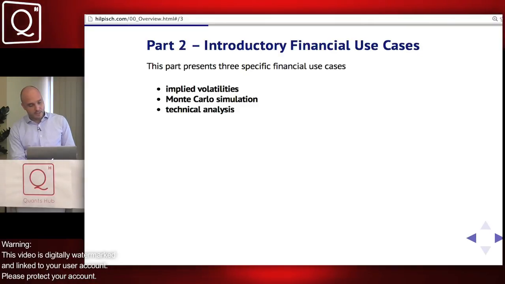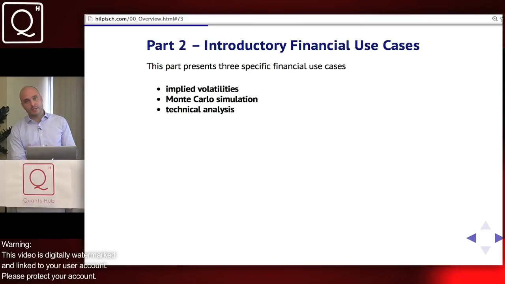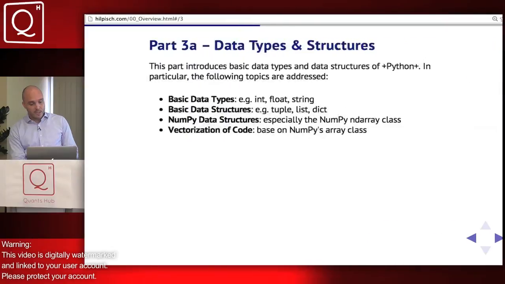The one is implied volatilities, which is very important for options trading, for risk management and other purposes. The other one is Monte Carlo simulation, which is the numerical method of choice, typically either for valuing complex derivatives or for risk management purposes, just to name a few, for value at risk calculations, for credit value at risk, for example. And last but not least, technical analysis, but a more general term would be financial data analysis in general. So this will be the second part of the workshop, and it illustrates the benefits of Python against the background of very specific and concrete financial use cases.